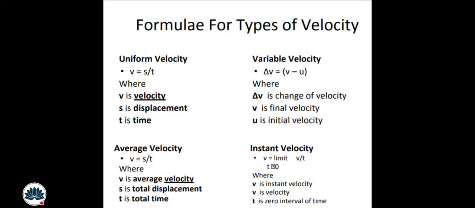Average velocity is equal to total displacement upon total time. Variable velocity is equal to delta v. What does it mean? Final velocity minus initial velocity. Your overall velocity change, the variable velocity, will be found out. Instant velocity v is equal to limit v upon t. Here v is velocity and the time interval is zero, which means the interval of time must be zero.